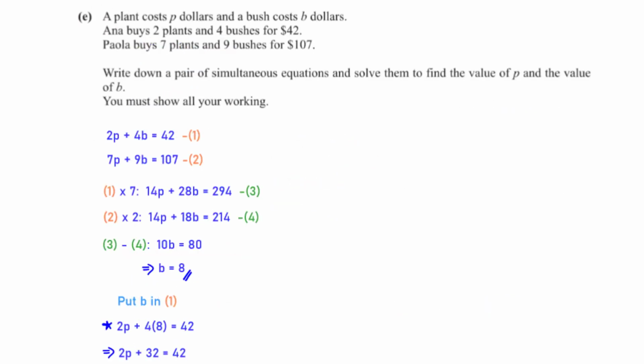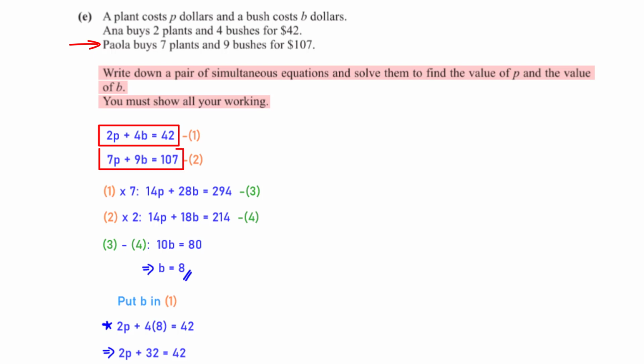A plant costs $P and a bush costs $B. Write down a pair of simultaneous equations and solve them to find the value of P and the value of B. You must show all your working. We are told Anna buys 2 plants and 4 bushes for $42. This means 2P plus 4B equals 42. Let's call this equation 1. And we are also told Paula buys 7 plants and 9 bushes for $107. This means 7p plus 9b equals 107. Let's call this equation 2.